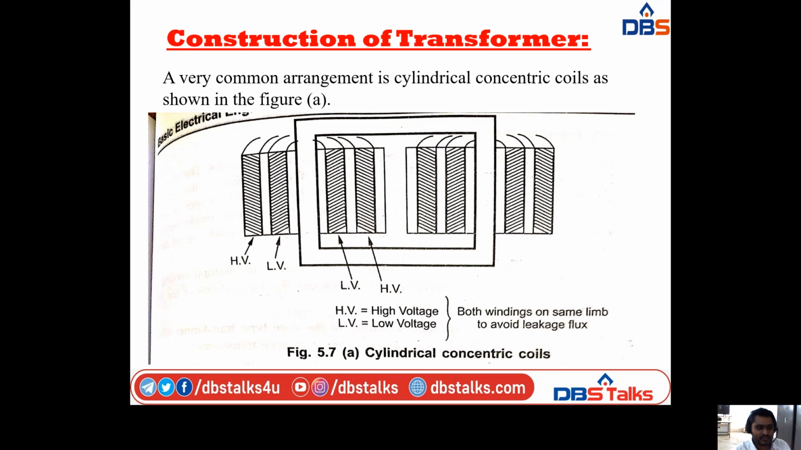Here both windings are on the same limb. If you observe this, both windings are in the same limb. Why? Just to avoid the leakage flux. That's why we are using the cylindrical concentric coil. A very common arrangement is the cylindrical concentric coil shown in the diagram. We have two limbs, but the two windings are placed on a single limb, to avoid the leakage flux in the transformer.